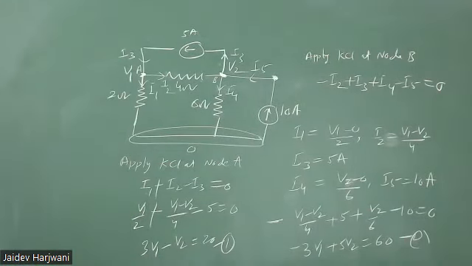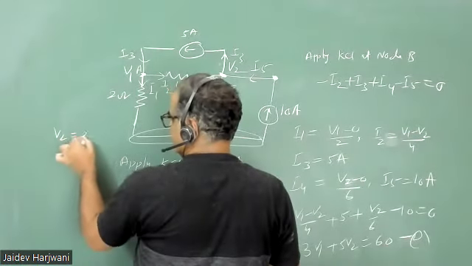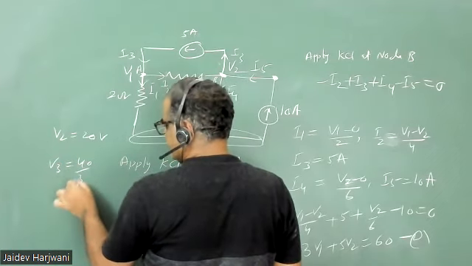Yes, sir. V2 equals 20. Is everyone getting 20? Yes, sir. Okay, V2 is 20 and V1 is 40 by 3 volts. Okay, so your V2 is 20 volts and V3 is 40 by 3 volts.